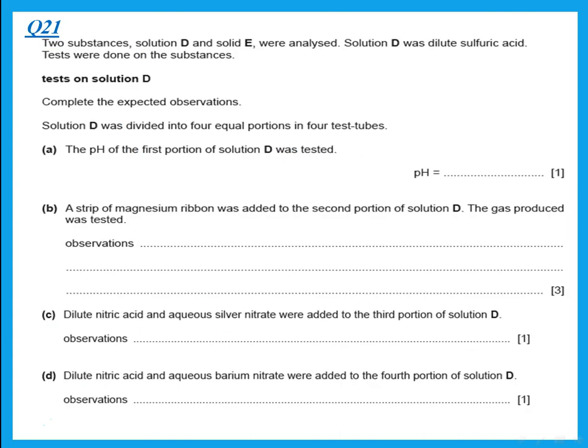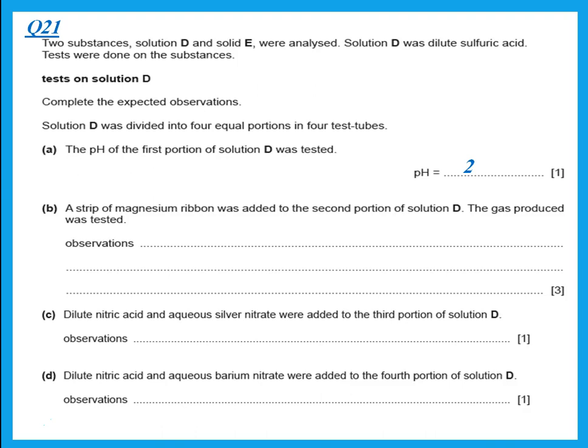This question says two substances, solution D and E, were analyzed. Solution D was sulfuric acid, and he's saying the pH of D. What do you think would be the pH of D? If D is sulfuric acid, we know that sulfuric acid is a strong acid, so its pH can be 1 or 2 or 3. Just write 1.